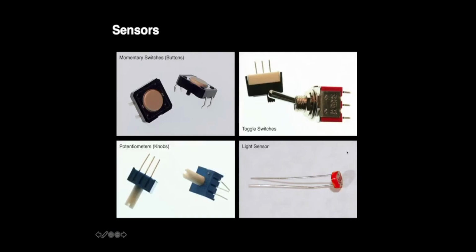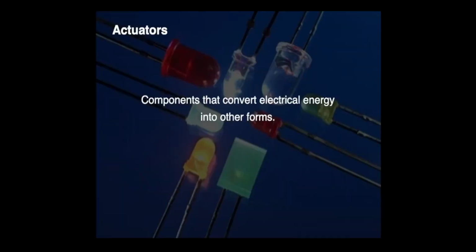Here are some sensors. Some of the basic ones would be just buttons, which are called momentary switches. Then there's toggle switches. Potentiometers are basically just knobs. And then light sensors take the amount of light that it sees in any environment and translate that into like a current, basically. And then we could take that current and see how bright or how dark it is in that particular area.